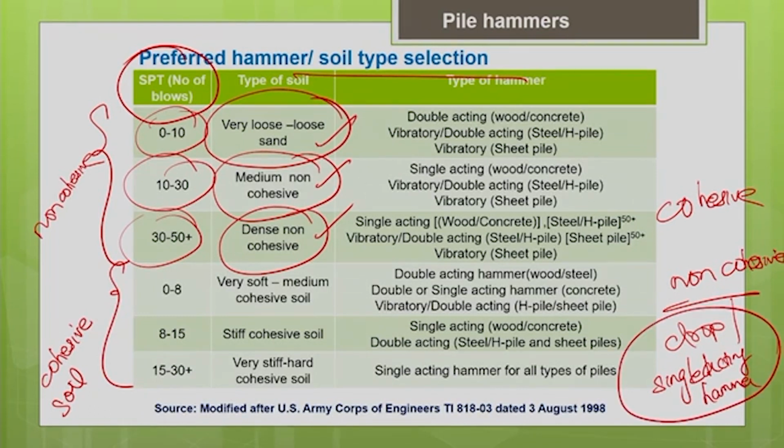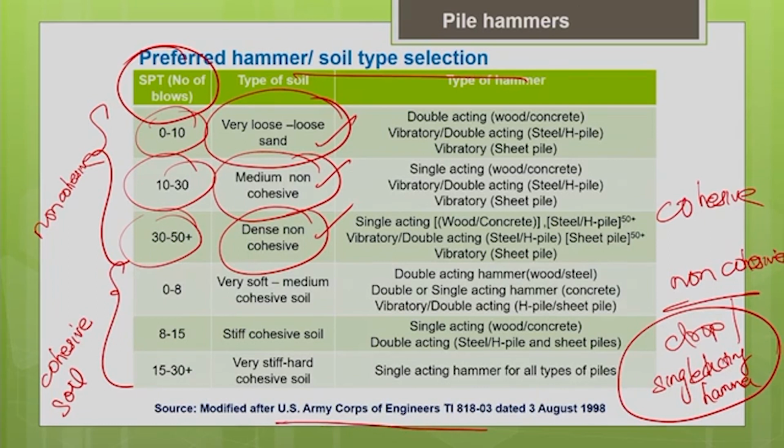So, for lighter conditions, it is preferable to go for a double acting hammer. To the maximum possible, try to avoid double acting hammer for the concrete piles. So, with this basic guideline, let us discuss what the guidelines available from the US Army Corps of Engineers are.